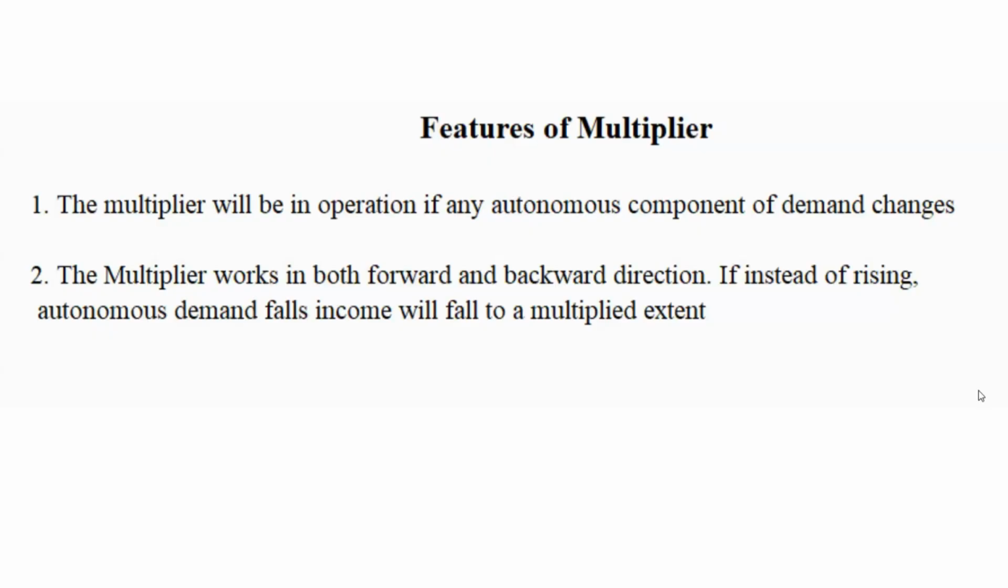Now, the multiplier works in both forward and backward directions, which means that if autonomous spending increases, then equilibrium income will increase to a multiplied extent. But if autonomous spending falls, then equilibrium income will fall to a multiplied extent as well. So it works in both ways. An increase in autonomous spending results in a multiplied increase in equilibrium income, and a fall in autonomous spending results in a multiplied fall in equilibrium income. So this works in both directions.